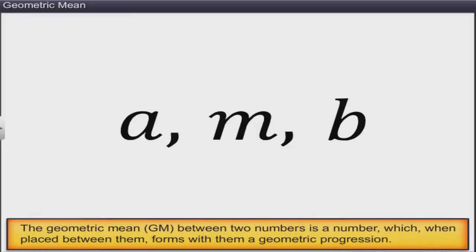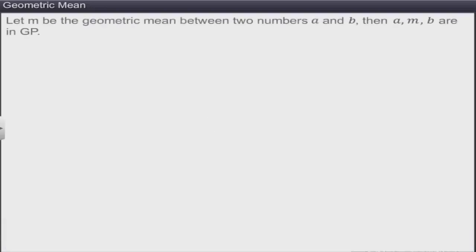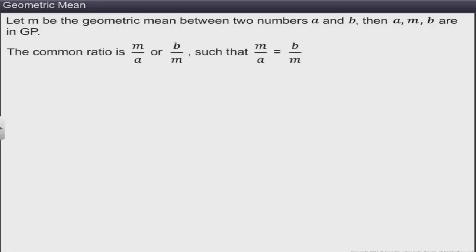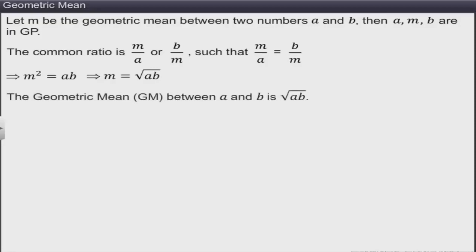Let's now derive the formula to calculate the geometric mean. Let m be the geometric mean between two numbers a and b. Then a, m, b are in GP. This implies the common ratio m upon a is equal to the ratio b upon m. This further implies m square is equal to a into b, or m is equal to square root of a into b. Hence, the geometric mean between two numbers a and b is the square root of a into b.